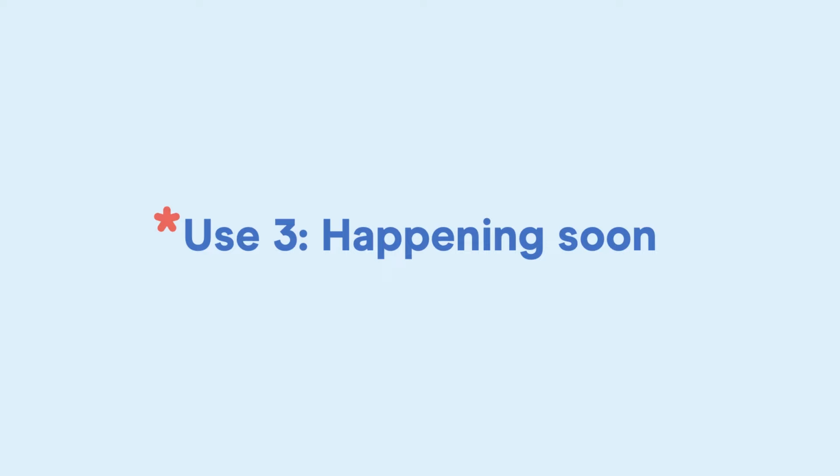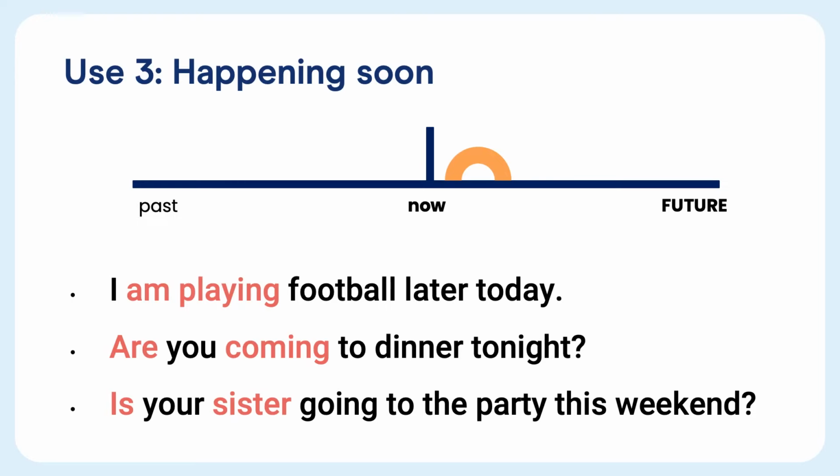Let's now look at use number 3. Use number 3 is happening soon. So it's not happening right now, it's happening soon. For example, I am playing football later today. Are you coming to dinner tonight? Is your sister going to the party this weekend? So we're using the present continuous for something that's happening in the future, but will happen quite soon.